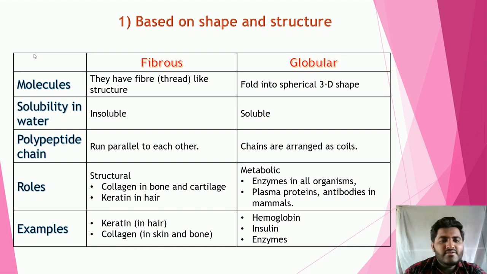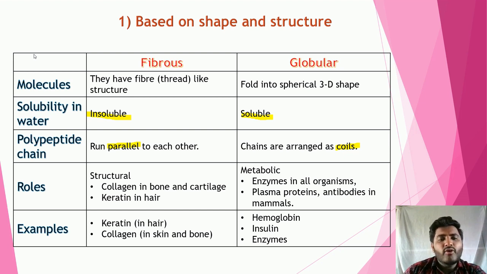If we discuss solubility, fibrous proteins are insoluble in water, but globular proteins are soluble in water. That means fibrous are insoluble in water and globular are soluble in water. Next, regarding the polypeptide chain, in fibrous proteins they are parallel to each other. In globular proteins, the chains are arranged as coils, you know already, coil structure. So in fibrous proteins the polypeptide chain is parallel, but in globular protein the polypeptide chain looks like coils. I hope you understood.